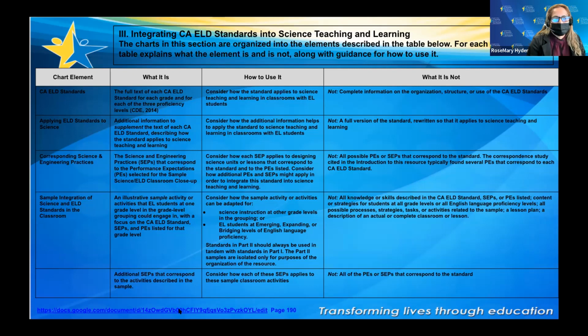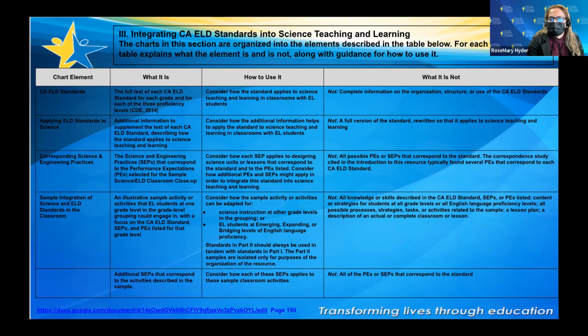All right, okay, so the chart element. I don't know how many pages, but it's a huge document focusing on both math and science. If you go up to page 190, this is where this chart is. It talks about what the ELD standards are, because when we're talking about integrating, you're focusing on both standards. And you're using the full text of each ELD standard for each grade and for each of the 3 proficiency levels. And so how to use it: consider how the standard applies to science teaching and learning in all classrooms with EL students. What it's not is listed right here.